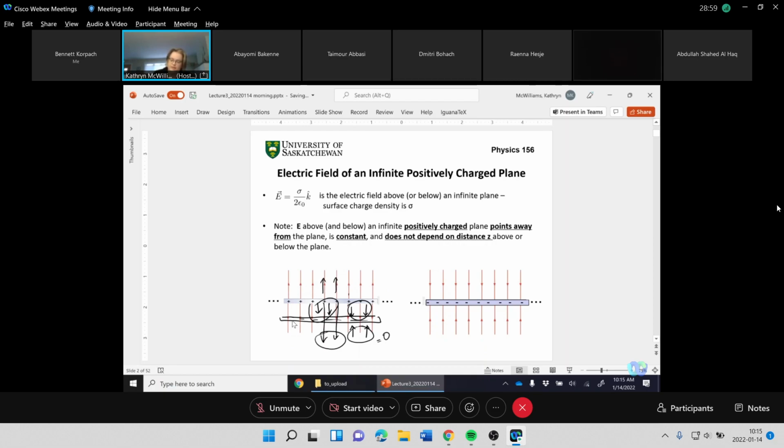But the electric field lines from the negative plate down here point down. So these cancel out here. And we end up with the magnitude of 2 times sigma over 2 epsilon naught in between, because they add up. So it's twice as much. We have sigma over epsilon naught in between.